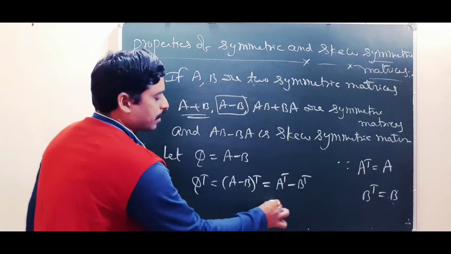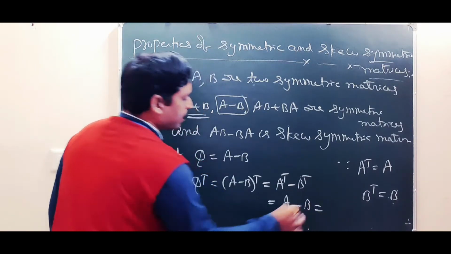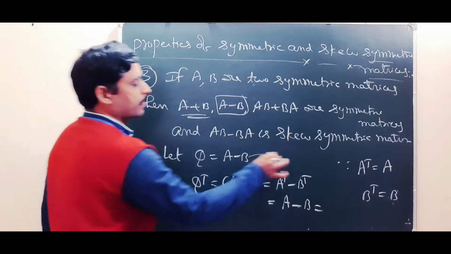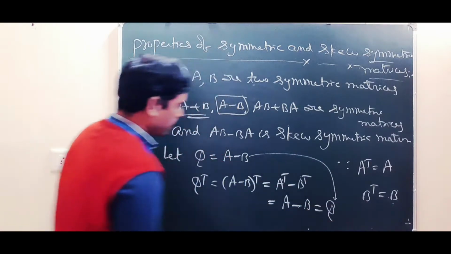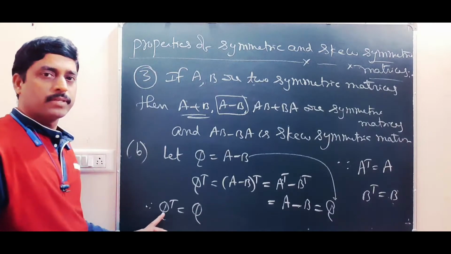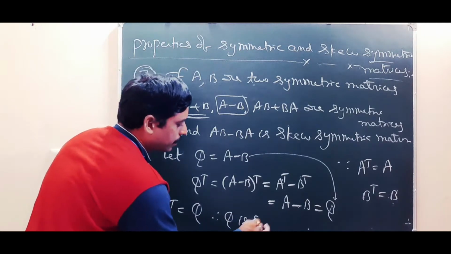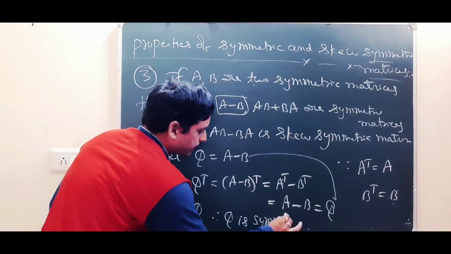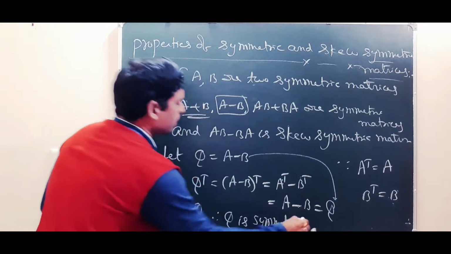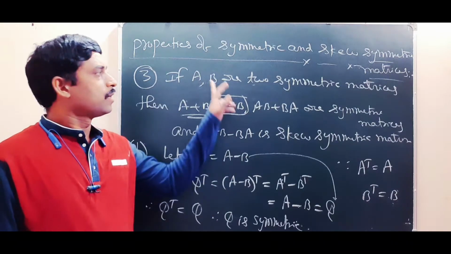Okay, so where A transpose, we should write A, this is B. So A minus B is nothing but Q. Therefore, Q transpose is equal to Q. This is the definition of a symmetric matrix. Therefore, Q is a symmetric matrix. So A minus B is a symmetric matrix when A and B are symmetric matrices.